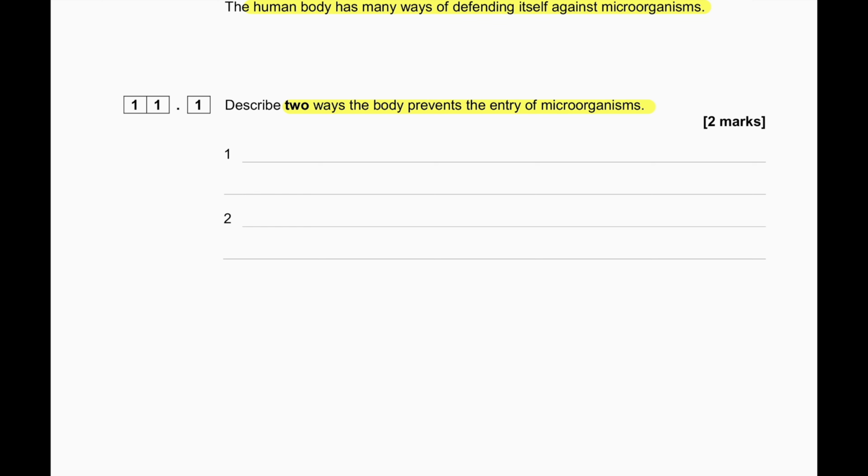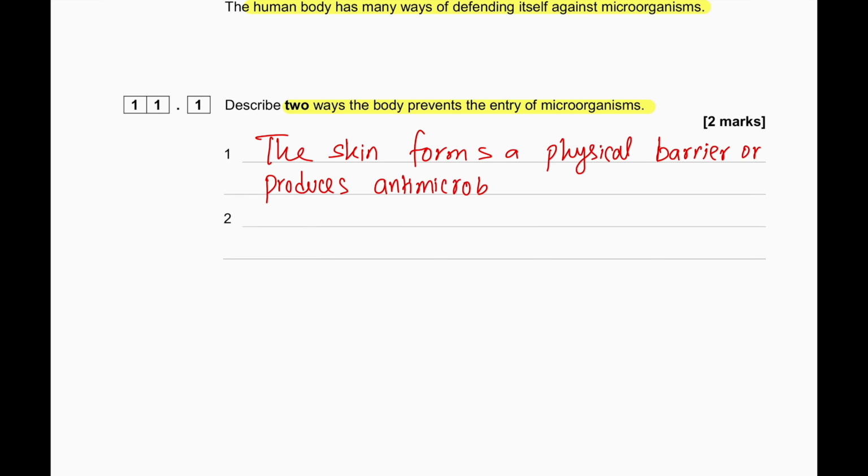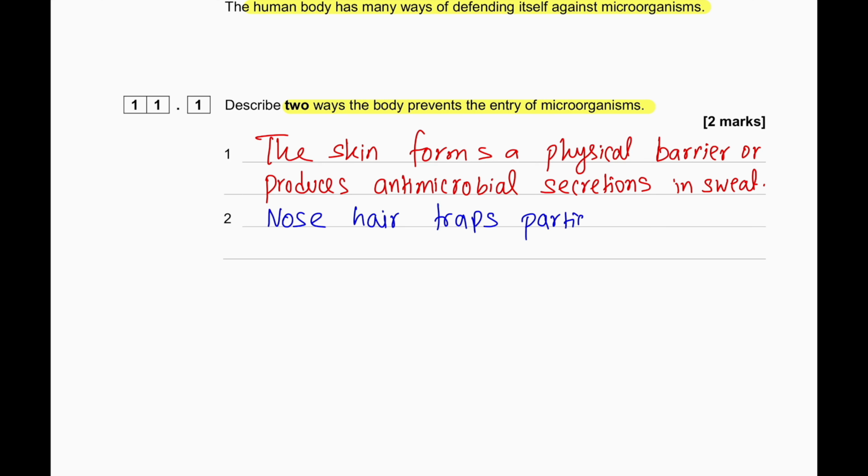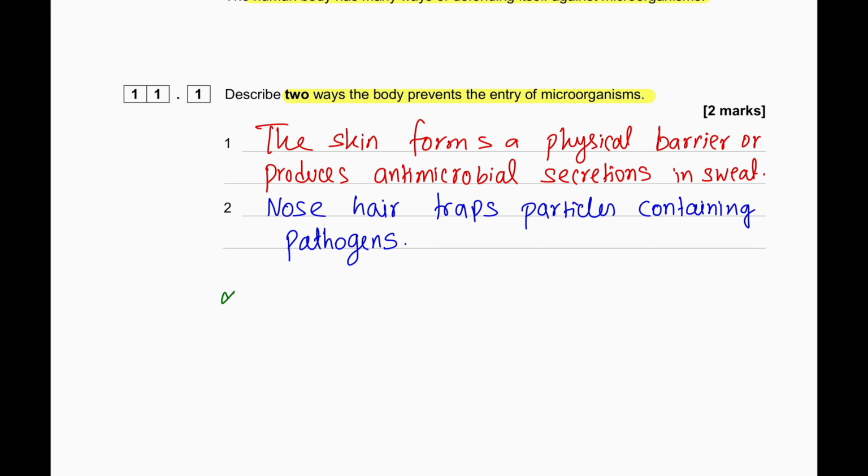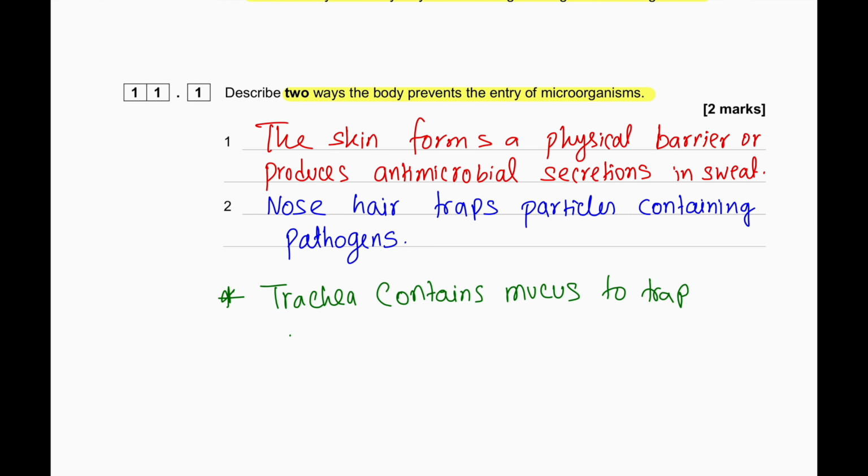The first and biggest barrier is the skin. And what does the skin do? The skin produces antimicrobial secretion in the sweat, which kills off bacteria, specifically the bad bacteria. Then we have hairs in the nose that trap any particles that contain pathogens. Also, the trachea has mucus which can trap pathogens, and the mucus will then kill that pathogen. Then, if any microorganisms are swallowed, the stomach contains acid which kills the microorganisms within the food.